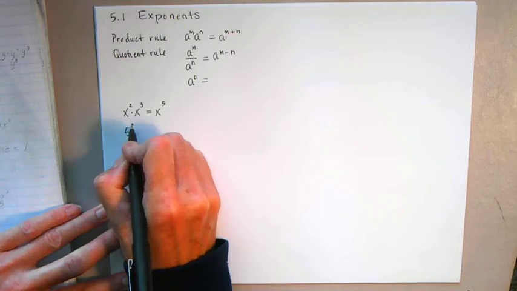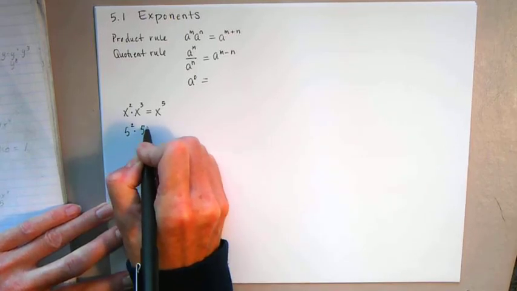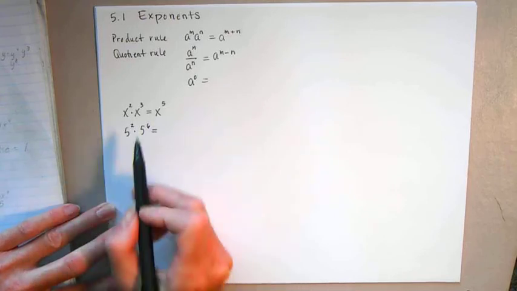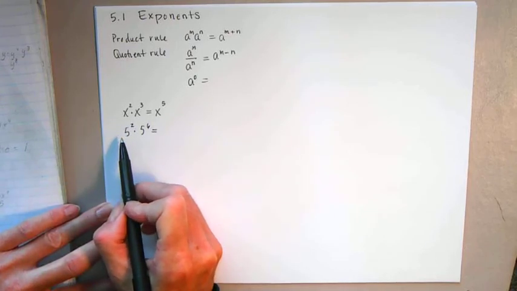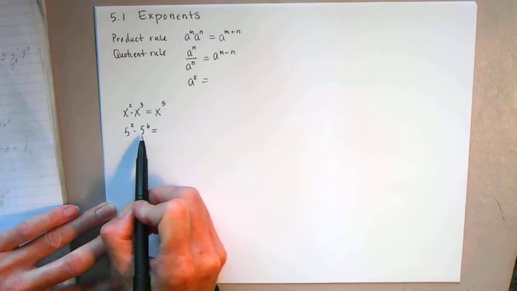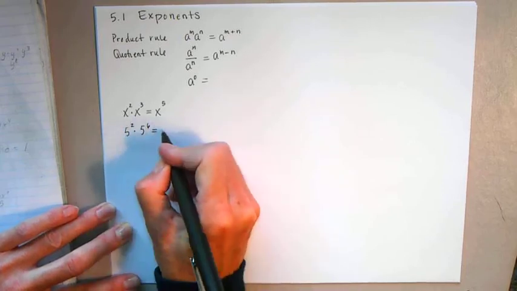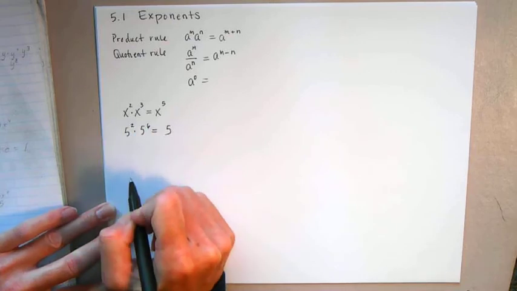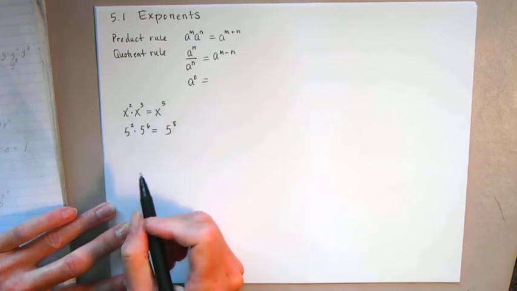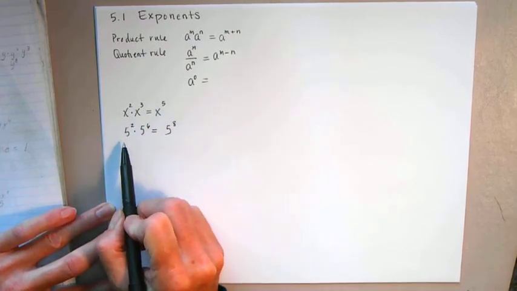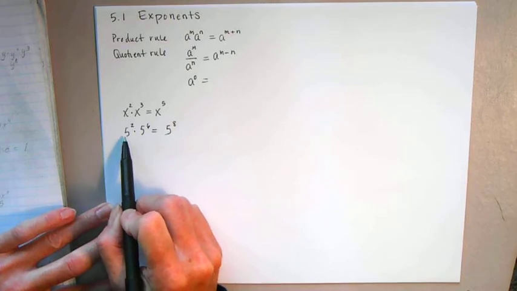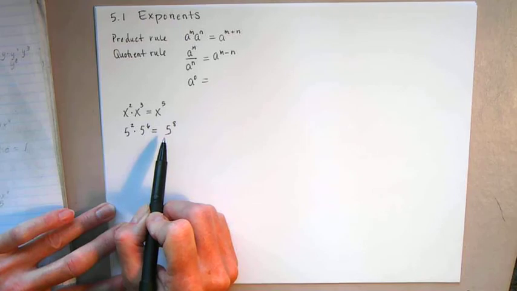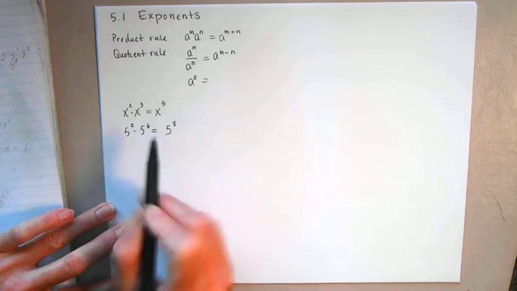Add something like 5 to the second times 5 to the sixth. Sometimes this throws people because they go, oh, 5 squared is 25, but if the base is the same, you just want to leave it the same and then add the exponents. So 2 plus 6 is 5 to the 8th. And that's one that you could check. You could plug in your calculator and go 25 plus whatever 5 to the 6th is and see that it equals 5 to the 8th.